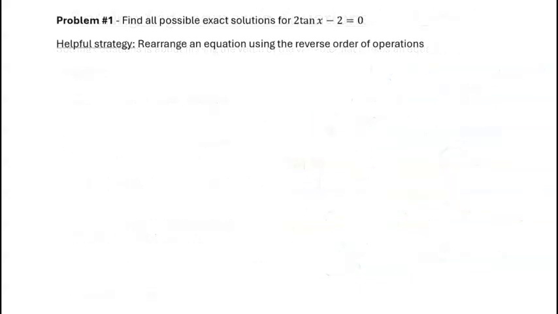So the first problem says find all possible exact solutions for 2 tan x minus 2 equals 0. The helpful strategy, remember, is to rearrange an equation using the reverse order of operations. The order of operations are BEDMAS. Some people know them as PEDMAS or other things like that, but brackets, exponents, division, multiplication, addition, subtraction. And if we're trying to rearrange an equation, what we actually do is we follow this in reverse. So SAMDEB, I call this. And so we subtract or add first, then we multiply or divide, and then we move on to exponents or brackets. And that's what we're going to do for this equation.